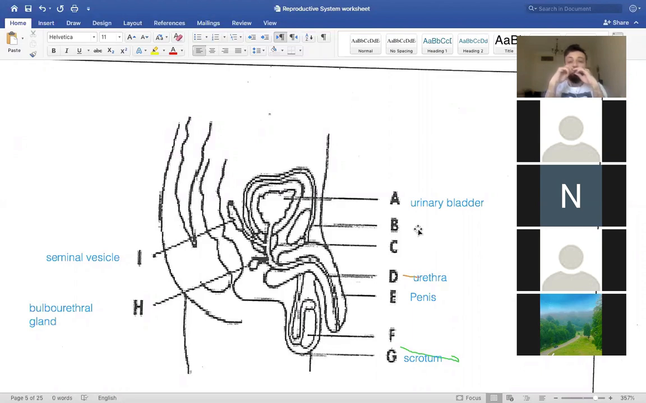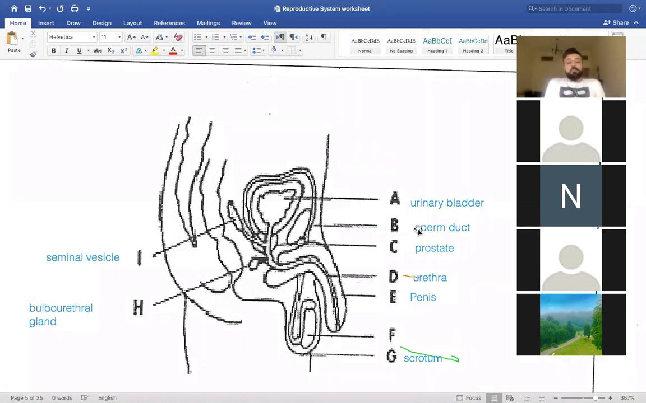B is the sperm duct. Oh, sperm duct. F is the epididymis. Is C the sperm duct or the epididymis? Sorry, vas deferens, not the epididymis, the C. Vas deferens. Sir, F is the epididymis, the one near the balls. Actually, no, not the epididymis. F is the testicles.